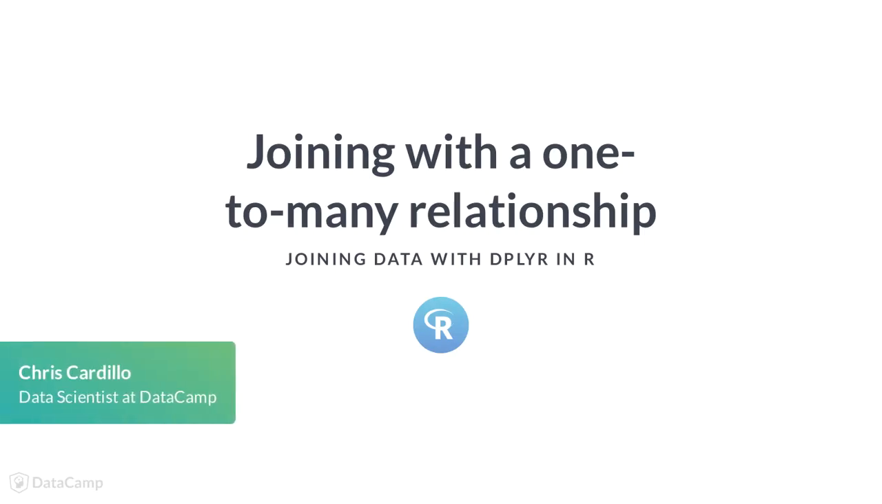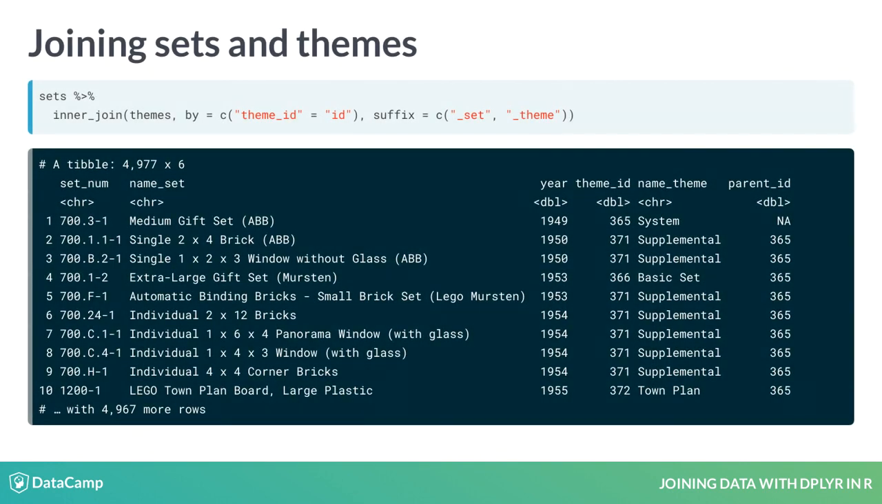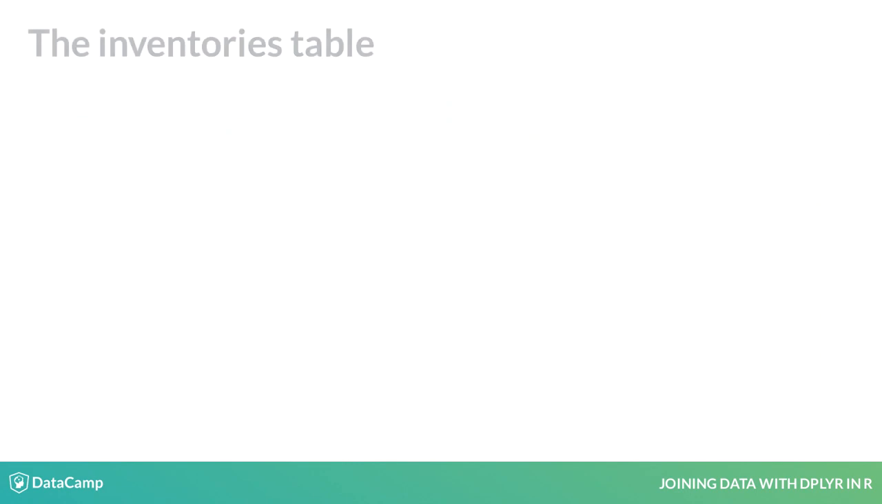In the first lesson, you joined the sets table to the themes table. Each set has exactly one theme, so the join table has exactly as many observations as the sets table, 4,977. But not all joins work that way.